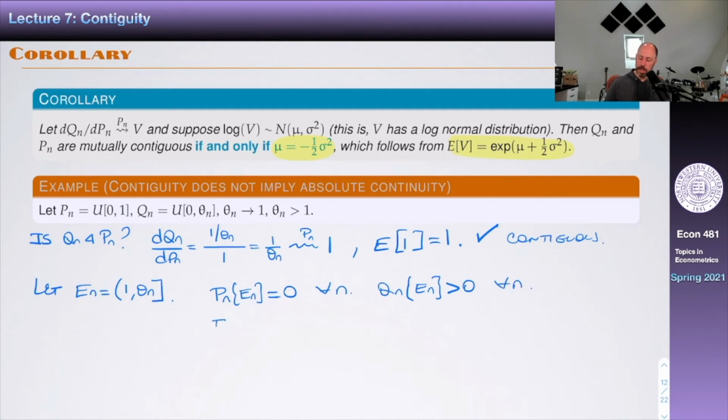So Qn is not absolutely continuous with respect to Pn. Hopefully with these two examples, we get the point about contiguity and absolute continuity. None of them imply the other one. They're very similar, and they have very simple characterizations. That's what Le Cam's first lemma gave us.